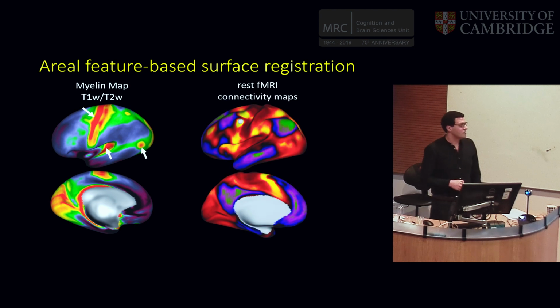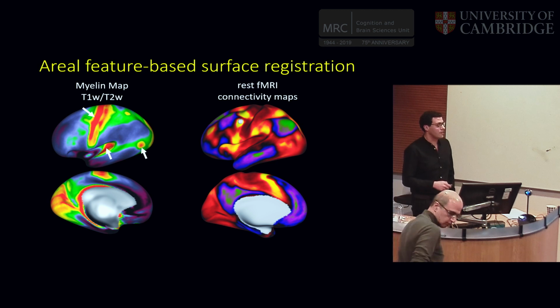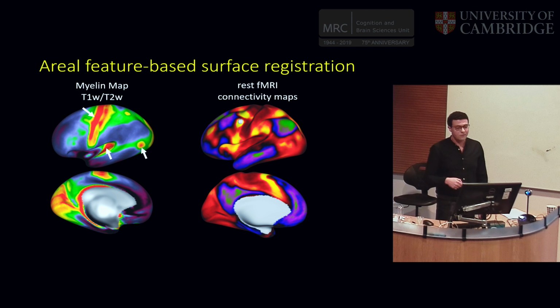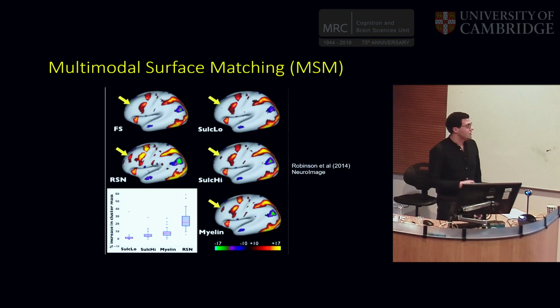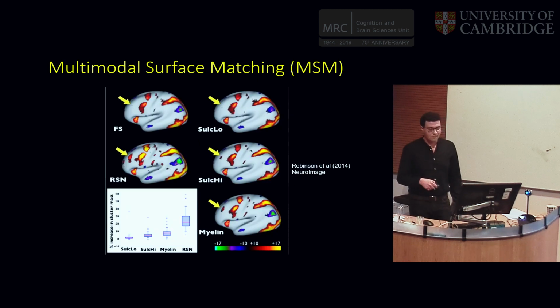You can also use resting state connectivity maps. For each subject, you can extract several ICA components, and this can give you an idea about the topographic organization of these areas. The approach to use these areal feature maps is called multimodal surface matching.